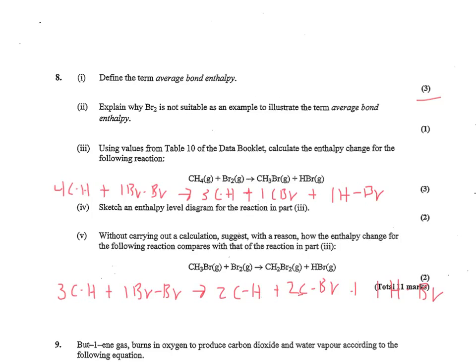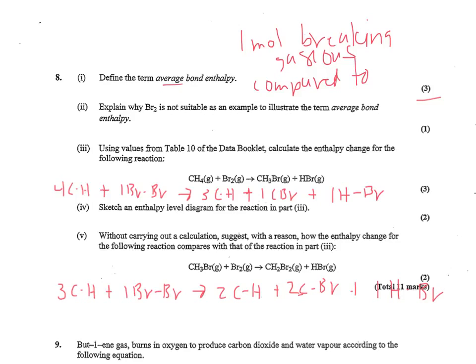Number 8 says define the term average bond enthalpy. So for 3 marks, you have to mention that it's a mole of bond breaking. You have to mention everything is in a gaseous state. And then for the average part, you have to mention it's being compared to bonds in similar compounds. And then why isn't Br2 an example? Because there's only one Br bond there, so there's nothing to average it with. You'd have to have it compared to some other things to come up with an average.